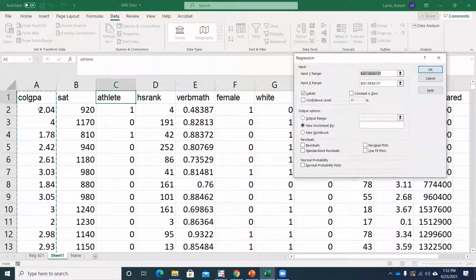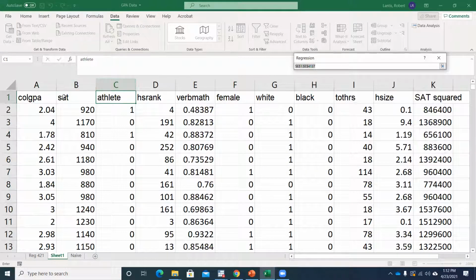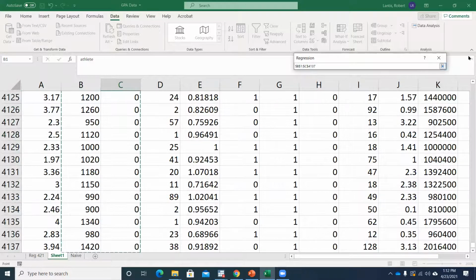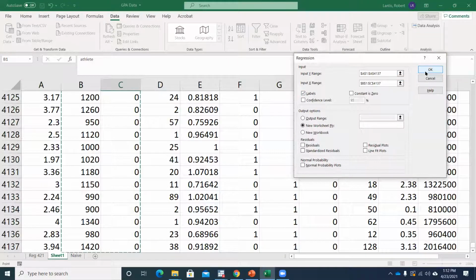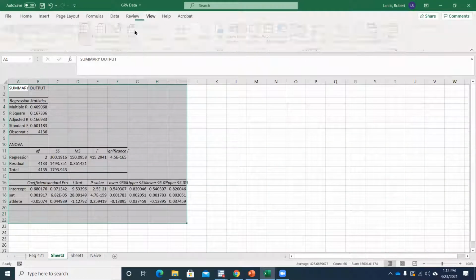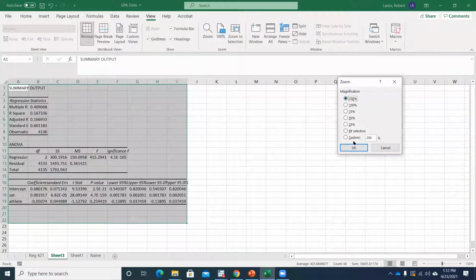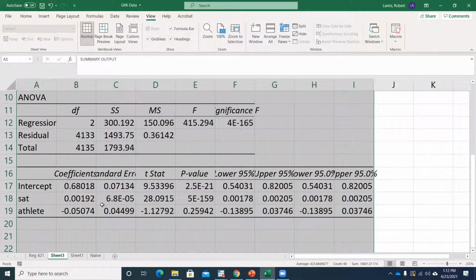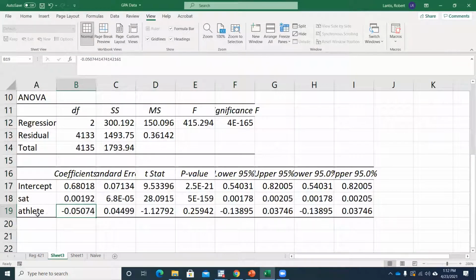My Y variable is still GPA, but now my X variable, I want to include both SAT and athlete. So once again, Command Shift on a Mac or Control Shift, hit the down arrow, selects both those variables for me, hit OK, zoom in so we can see it, and now we get that the effect of being a student athlete relative to not being a student athlete, the 1 unit increase there, is that the predicted GPA falls by 0.05, holding the SAT score of this individual constant.